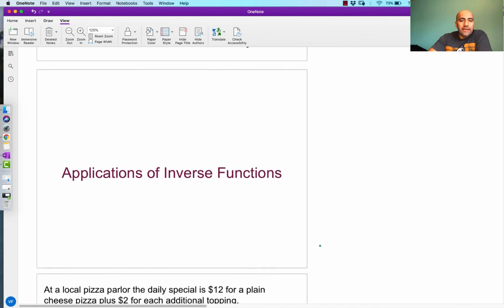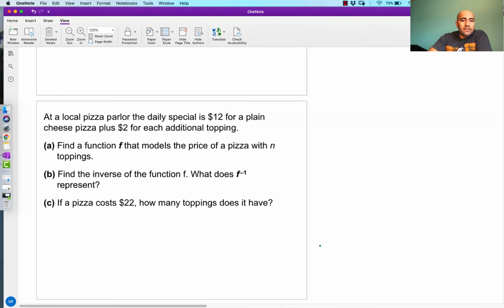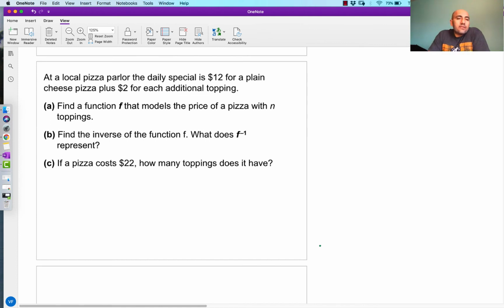Okay, applications of inverse functions. So at a local pizza parlor, the daily special is $12 for a plain cheese pizza plus $2 for each additional topping. Find a function f that models the price of a pizza with n toppings. Okay, this should be nice and easy.